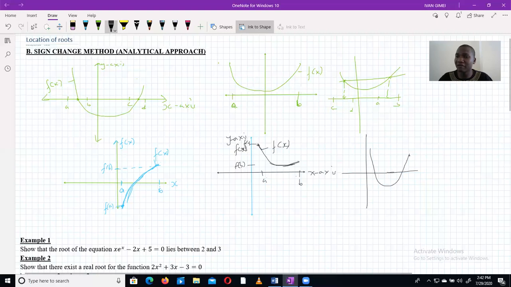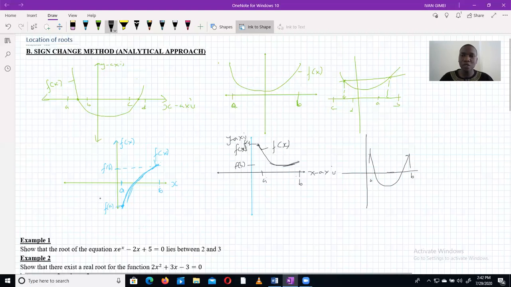So you may get, let's say b is here and a is here, f of a having the same sign as f of b. So then you conclude that there is no root. Yet there are two roots in between, where the curve has crossed and come back. So in this case, when you're using this method, we're looking at the case of only one root.